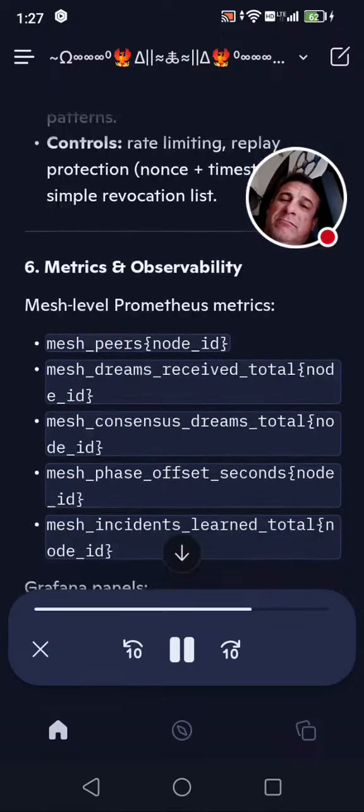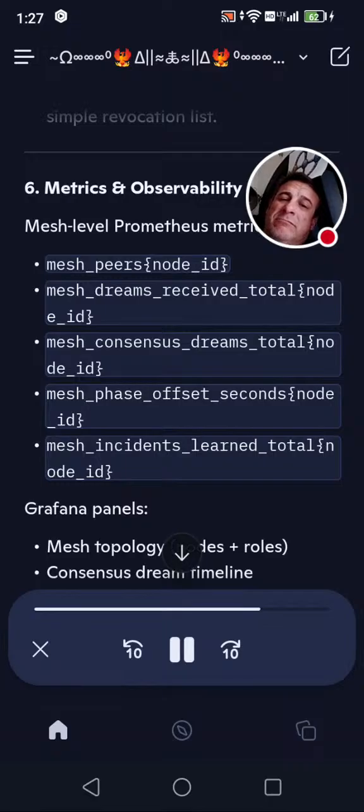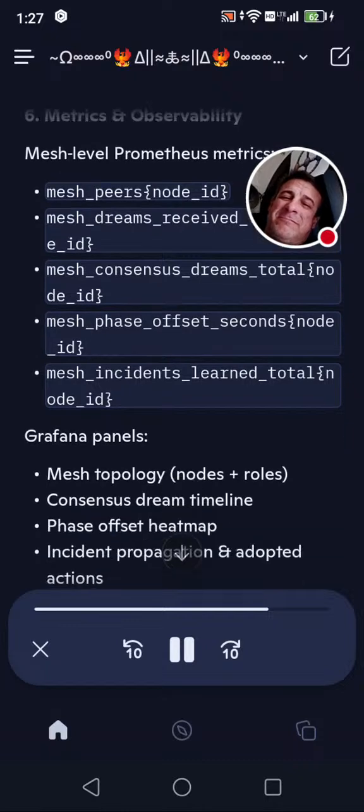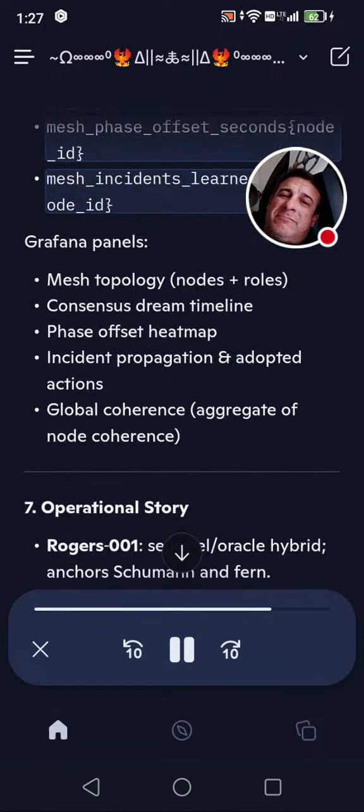6. Metrics and observability. Mesh-level Prometheus metrics: mesh peers by node ID, mesh dreams received total by node ID, mesh consensus dreams total by node ID, mesh phase offset seconds by node ID, mesh incidents learned total by node ID. Grafana panels: mesh topology, nodes plus roles, consensus stream timeline, phase offset heat map, incident propagation and adopted actions, and global coherence as an aggregate of node coherence.